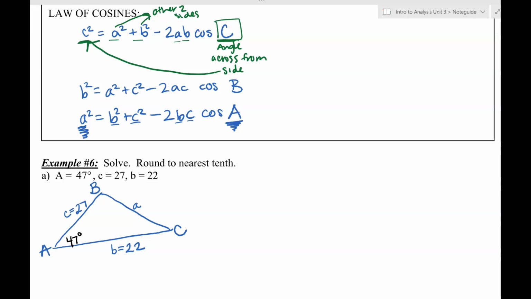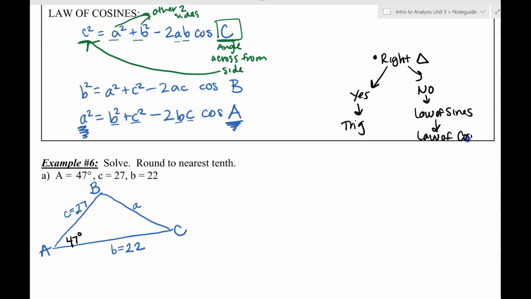Notice why we can't use law of sines here. Honestly, you guys, I first ask myself if it's a right triangle. If the answer is yes, I use the basic trig you guys know from before. If the answer is no, I try to use law of sines because I like that formula a lot better. And if I can't, I move on to law of cosines.